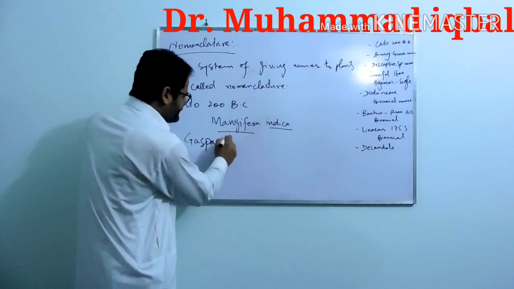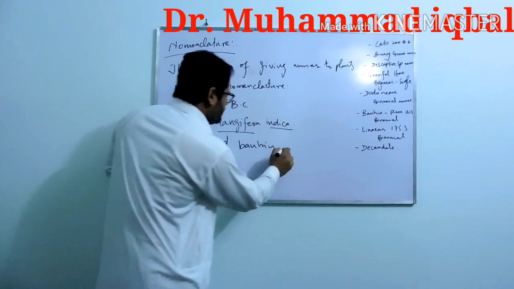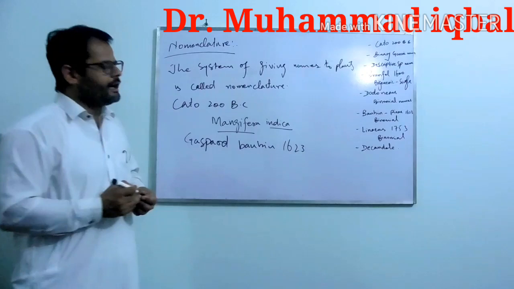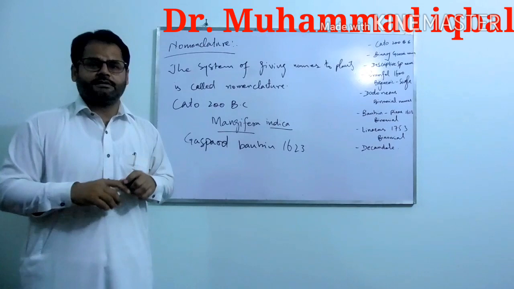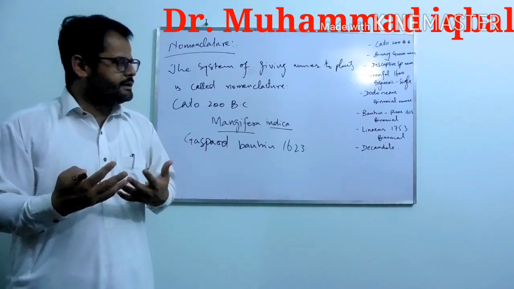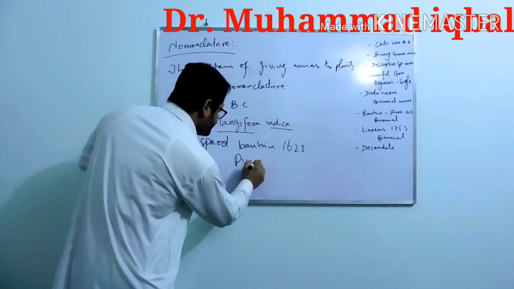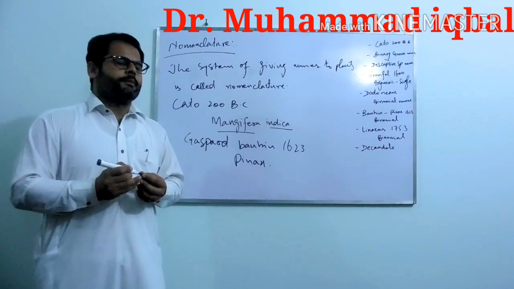Gaspard Bauhin, in 1623, did a monumental work. He discussed some plants in his own documented book, and that book is called Pinax. In Pinax, he used the binomial concept of naming.